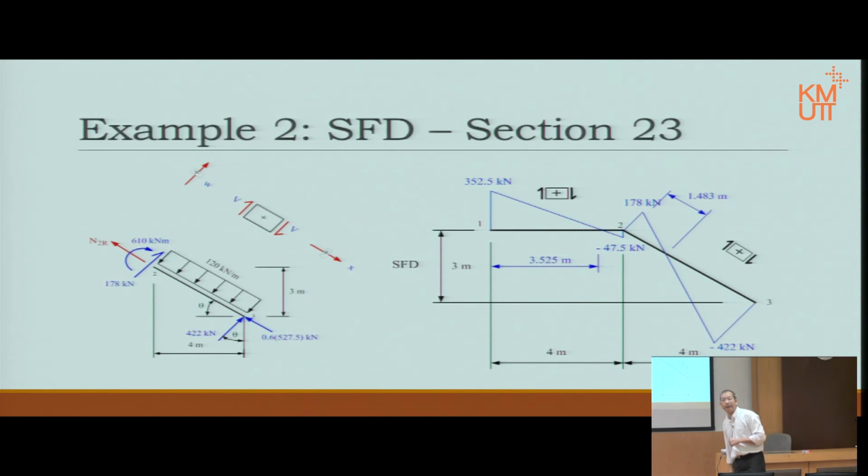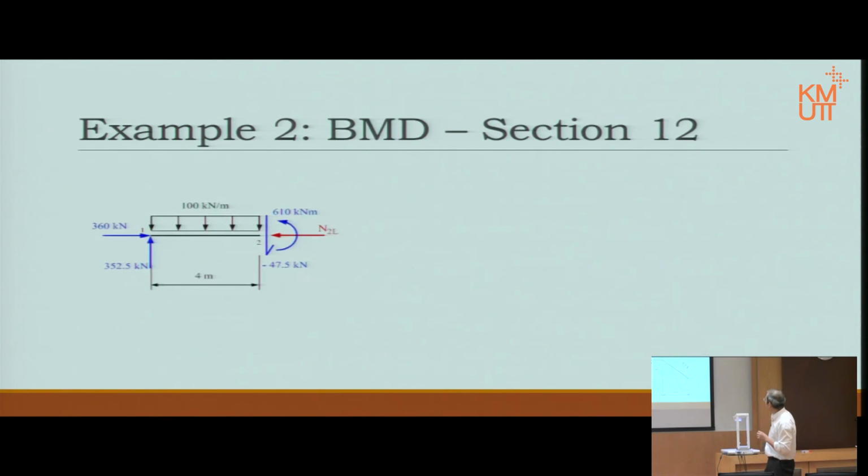This time it comes from 178 minus 178 divided by 120. Now notice that the number doesn't look like the same as last time, but it is still the same because it is measured from a different point. Now we will continue and then draw the bending moment diagram.